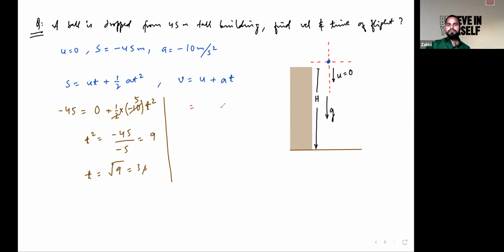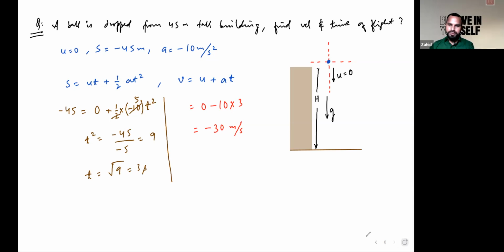U is 0, acceleration is minus 10, and time is 3. So it will be minus 30 meter per second. Good, Samara. So this is how we solve equation of motion or free fall using this concept.